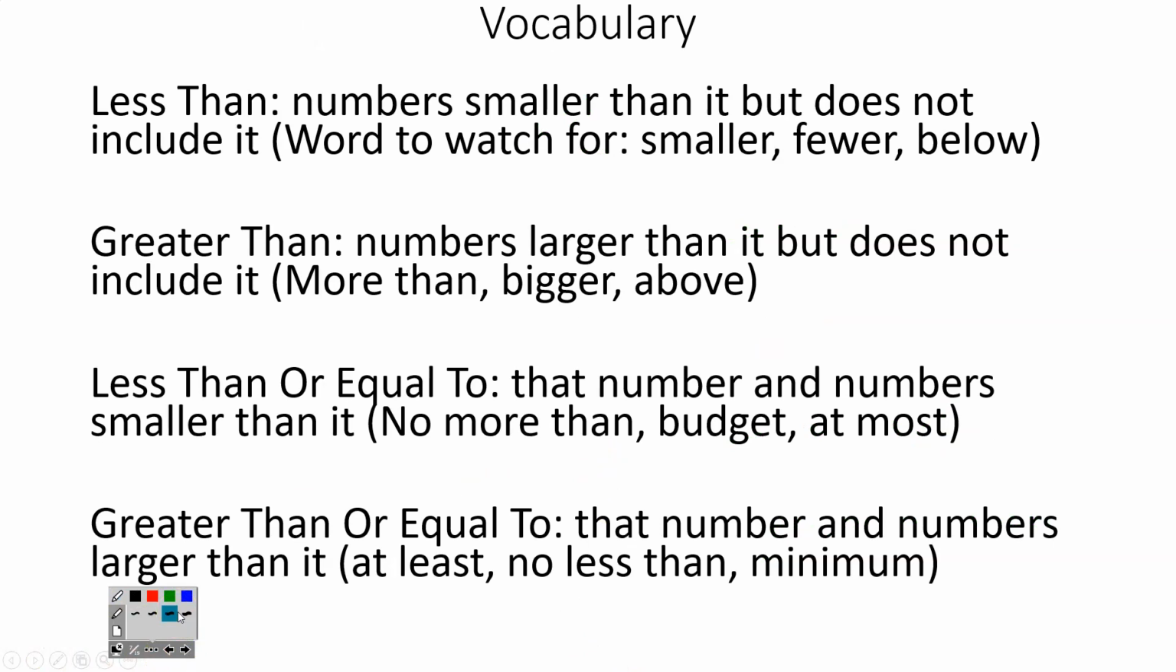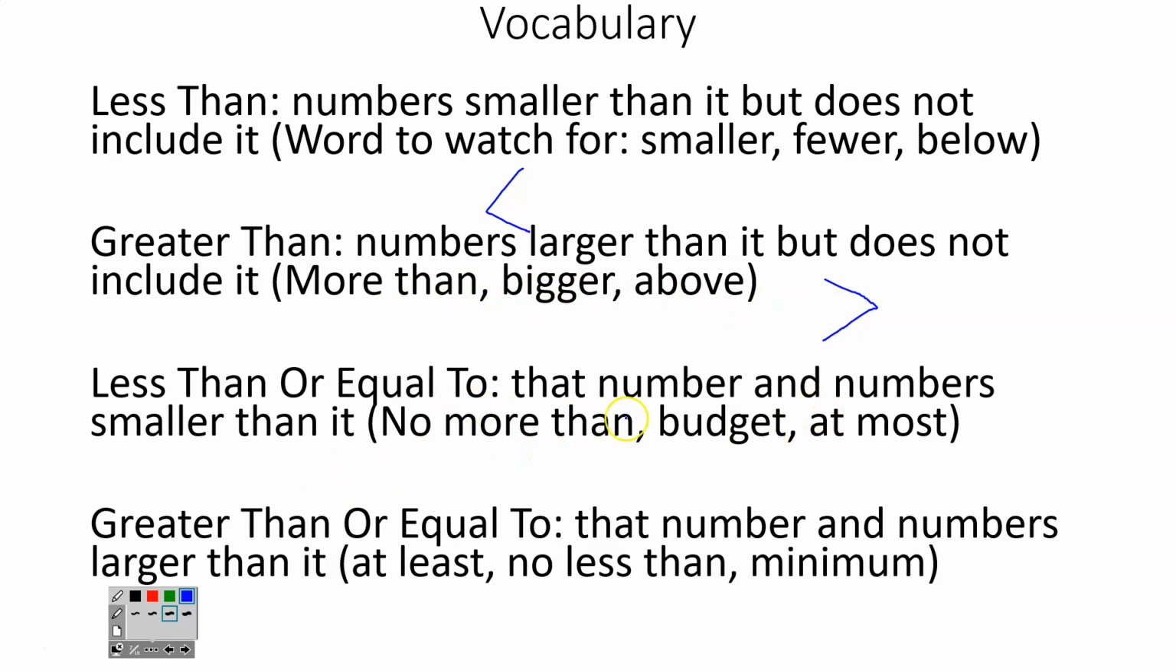So some notes that you'll need to know is what less than means. Less than are numbers smaller than it, but does not include it. So keywords to watch out for are things like smaller, fewer, below. Those would be some keywords to help identify what a less than symbol is. And I'm going to draw it just so you can see it. A greater than symbol is our numbers larger than that, but does not include it. So keywords would be more than, bigger, above, and it would look like this.